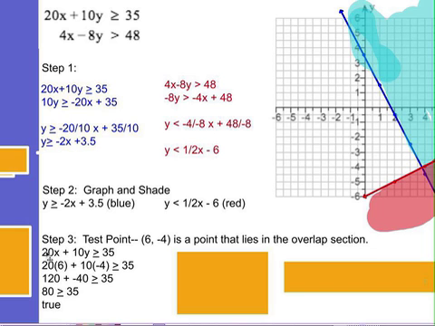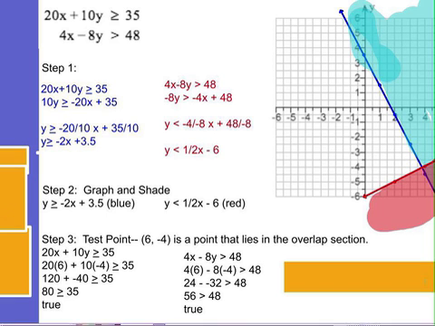In the first equation, when I plug it in, I get 20 times 6 plus 10 times a -4 is greater than or equal to 35. I do the math, and once I simplify, I get 80 is greater than or equal to 35, which is true.